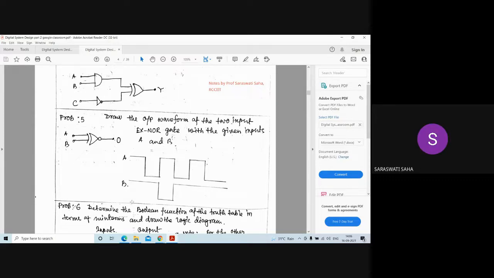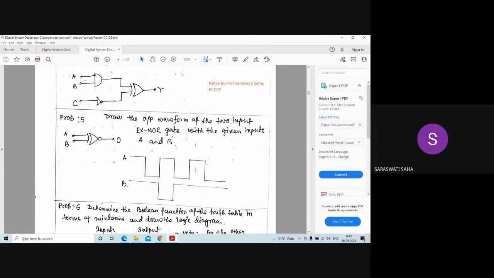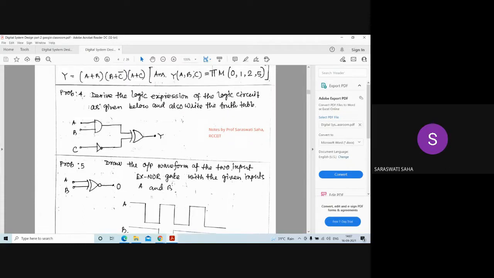So if you draw, just follow this cursor movement. Just see here, then rise, then stable here. So you can draw the output waveform. Is it clear? Okay. Now I am going to the presentation.